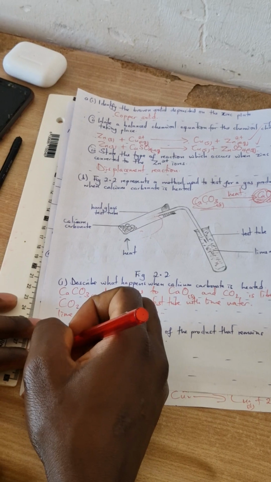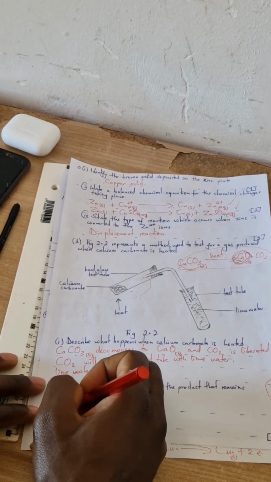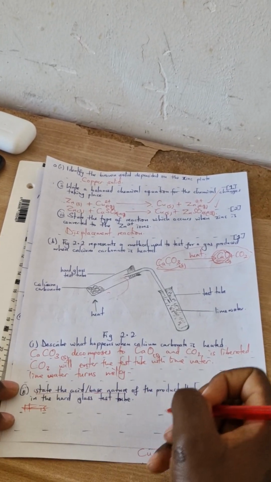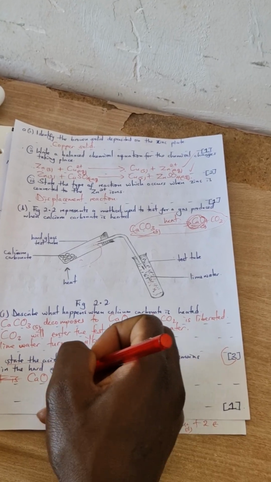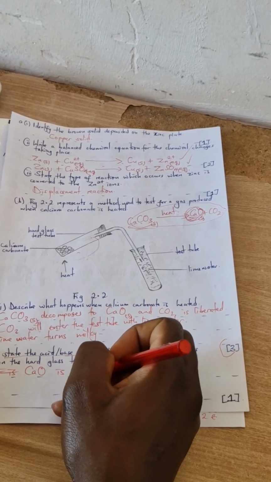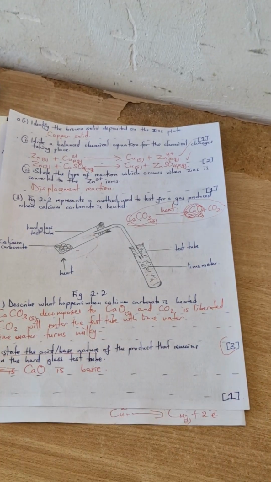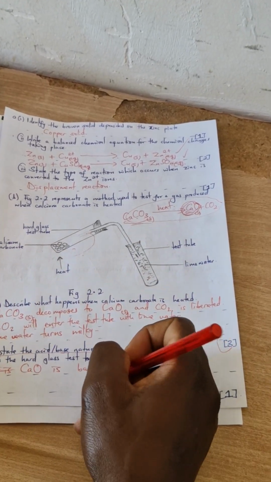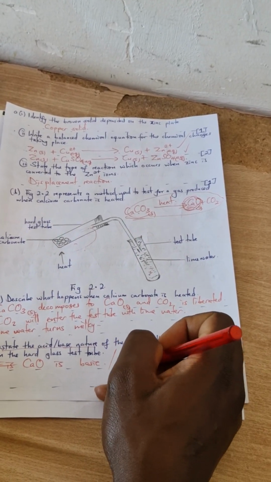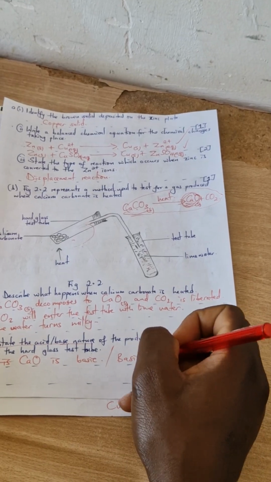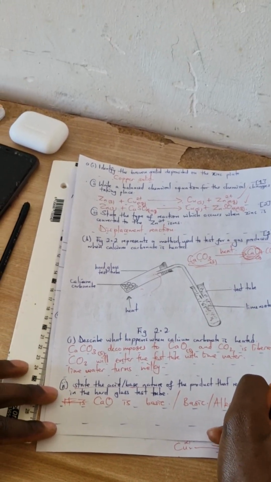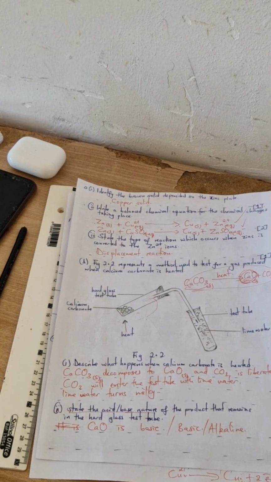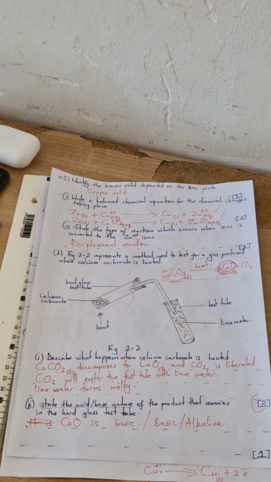We should not use "it is". We can use "calcium oxide is basic", or "it is basic". Okay, so we can write: is basic or alkaline. Right, so those were the expected solutions.